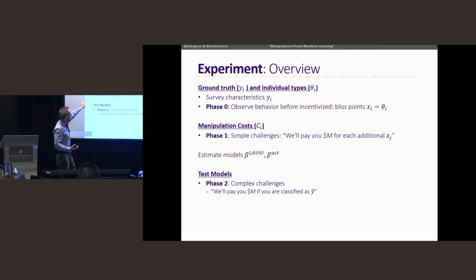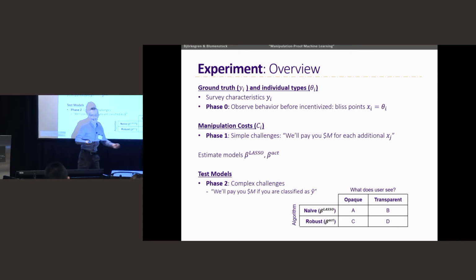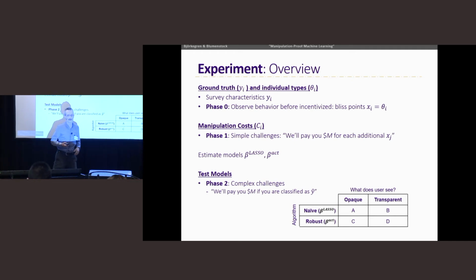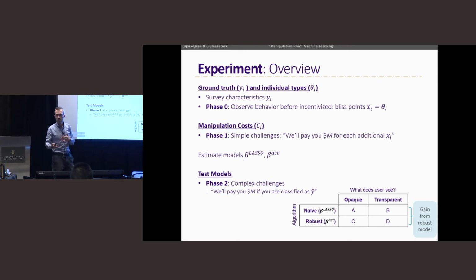Then in the second part, phase one, we're going to give people simple challenges. We'll pay people to manipulate one dimension of behavior, like outgoing calls or incoming calls. And that's going to allow us to estimate the cost matrix, which will allow us to estimate both a lasso model and our robust model. Then finally, in the last phase, we'll test these models against each other. We'll test them both under opaque treatments, where we don't tell individuals what the underlying decision rule is, and transparent rules where we do. This allows us to estimate the gain from the robust model in transparency.